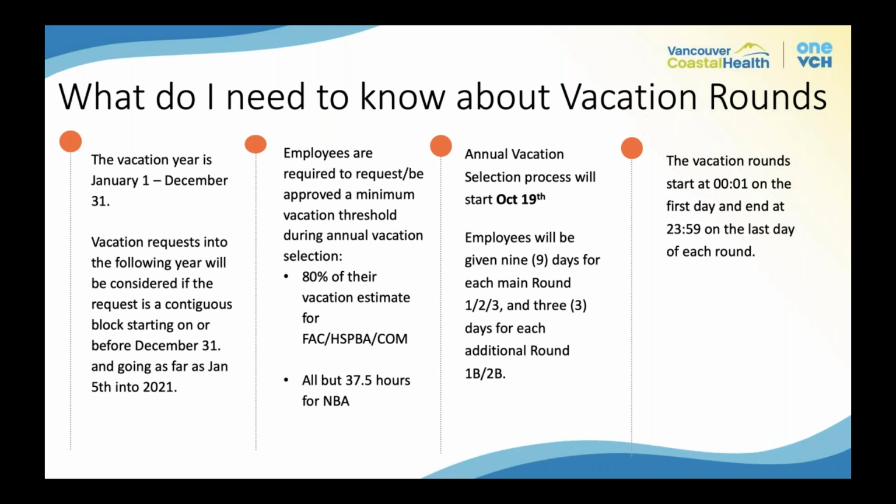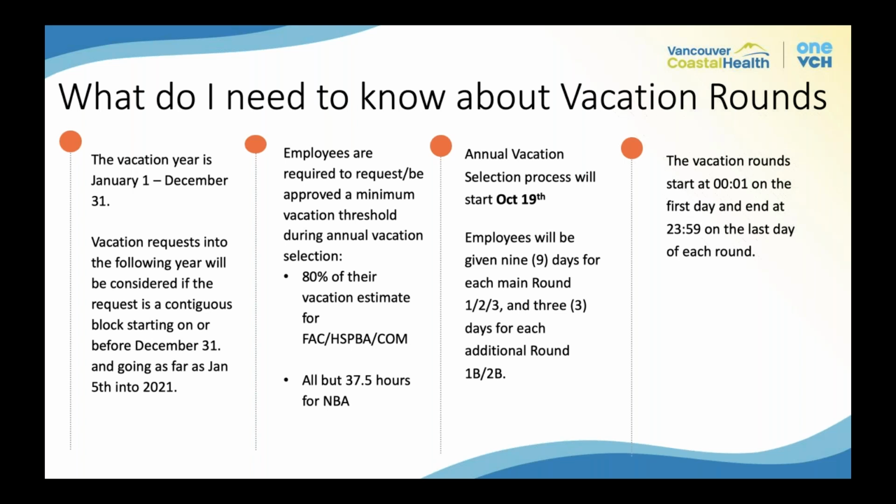Employees are required to request and be approved for a minimum vacation threshold during the annual vacation selection process. You're required to book and approve 80% of your vacation estimate for the FAC, HSB, PPA, and COM unions, or for NBA, you can hold back up to 37.5 hours. Of course, you can submit 100% of your vacation time for 2020 as part of the annual vacation booking process if you so choose, but you do have the option to hold back the 20% or the 37.5 hours as you so choose. The annual vacation selection process will start October 19th.